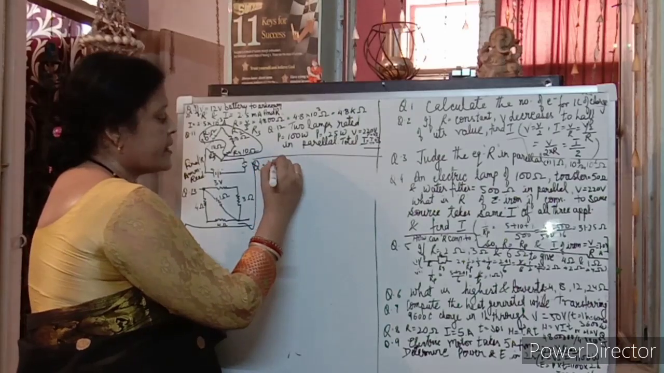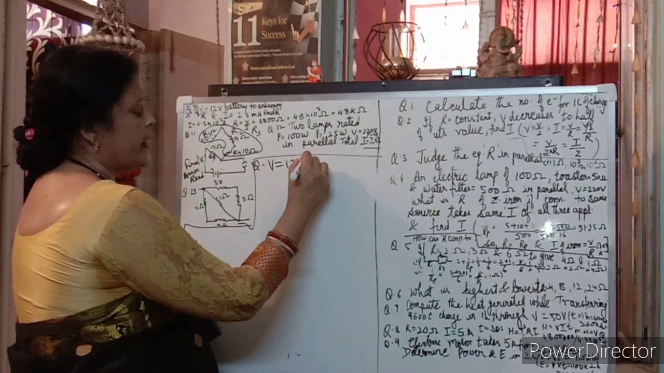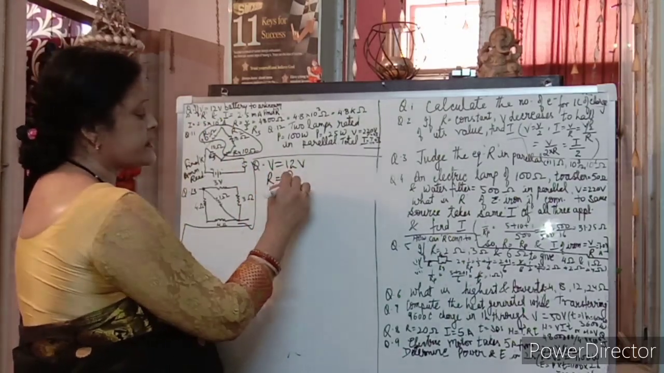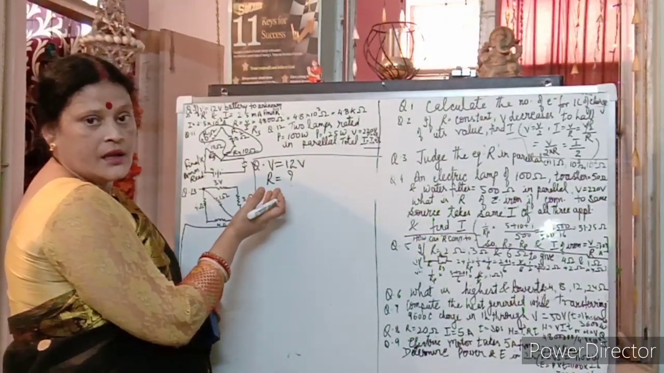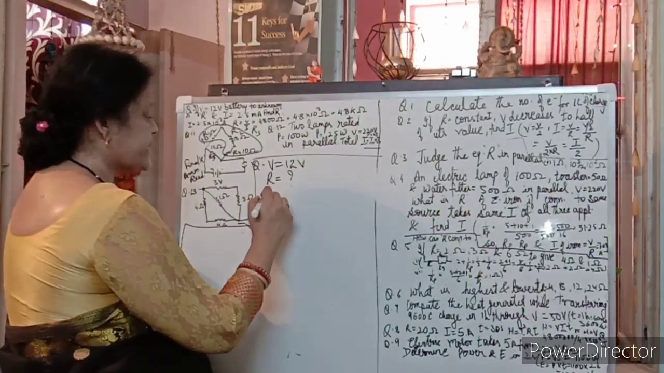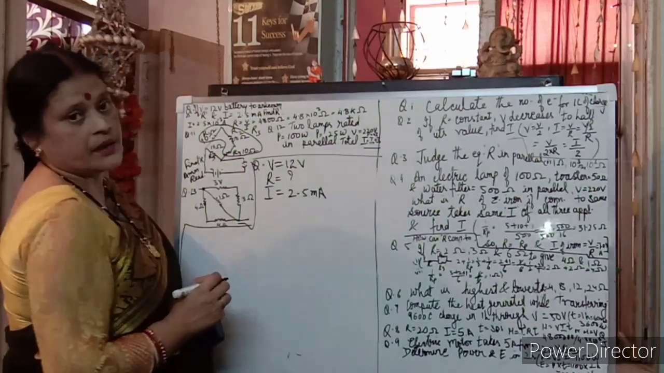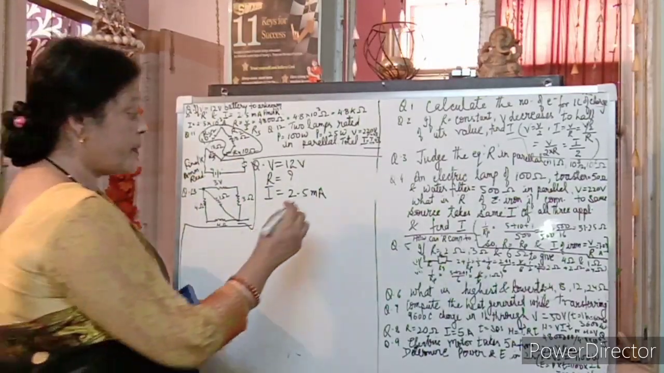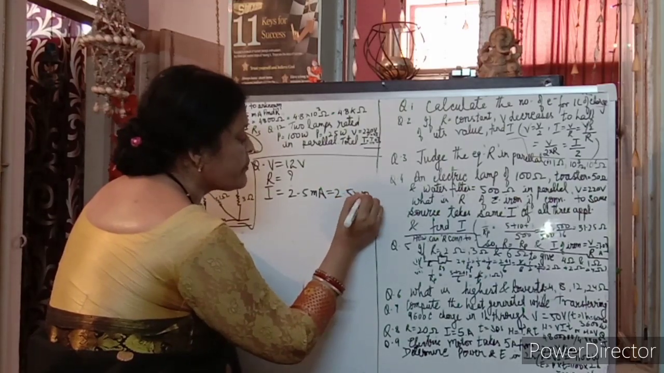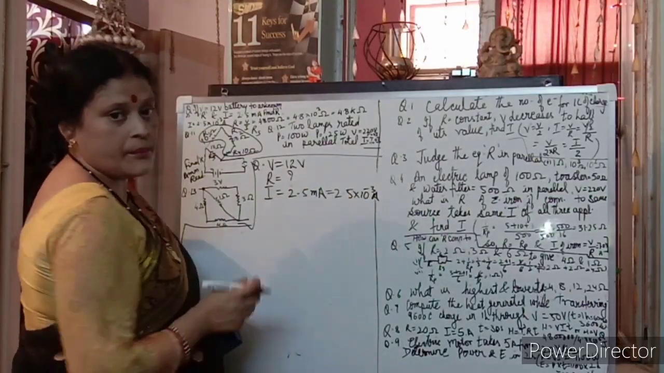V given is 12 volt battery connected to an unknown resistance. That means we don't know the resistance. See, this is how we'll write it. We don't know the resistance because it is unknown. The current flowing is 2.5 milliampere. What is the meaning of milli? 10 to the power minus 3 ampere. So 2.5 into 10 to the power minus 3 ampere. This is milliampere.